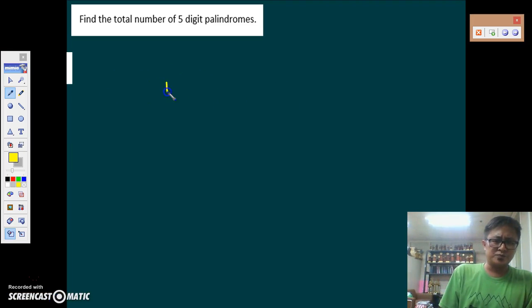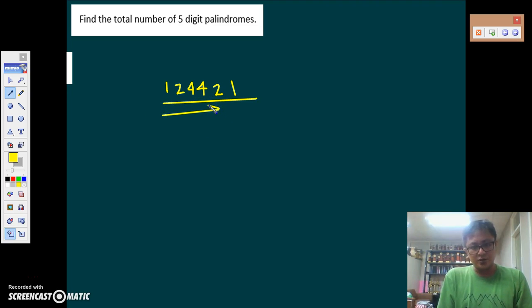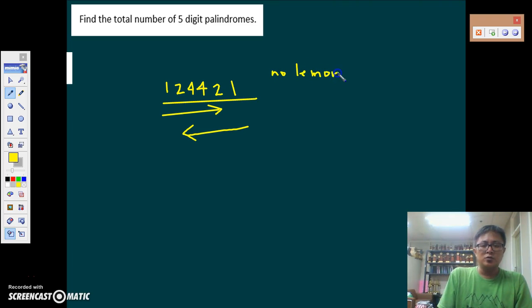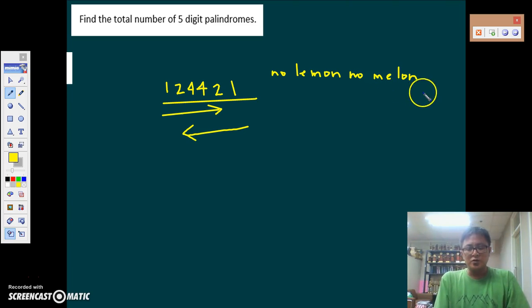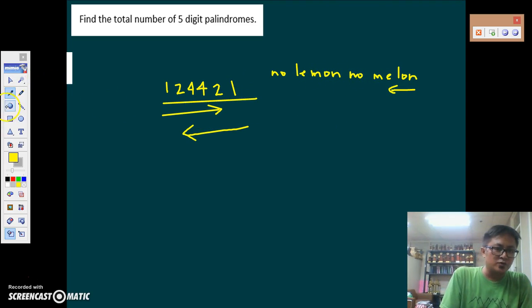Let's say an example: 1, 2, 4, 4, 2, 1. This is a palindrome. When you read it in this direction, it's 1, 2, 4, 4, 2, 1. It can also be letters like "no lemon, no melon." If we read this in this direction, and you read it in this direction, you get "no lemon, no melon." So it's a palindrome. So basically, you get the idea. Let's solve this problem.